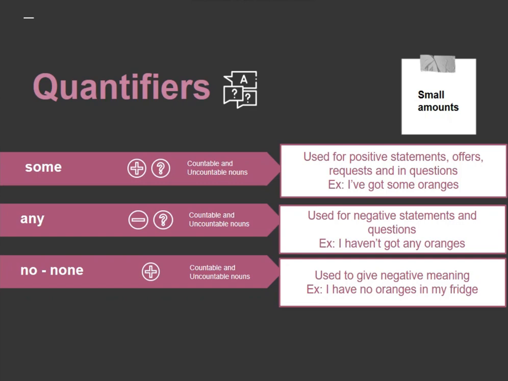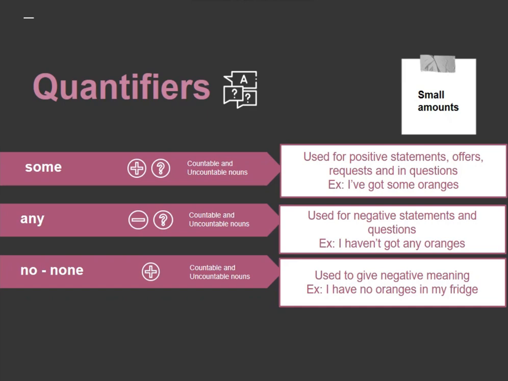So let's move to the word any. Any is also used for both countable and uncountable nouns. It's used for negative statements and questions. For example, I haven't got any oranges. Do you have any oranges? These are a negative statement and a question.